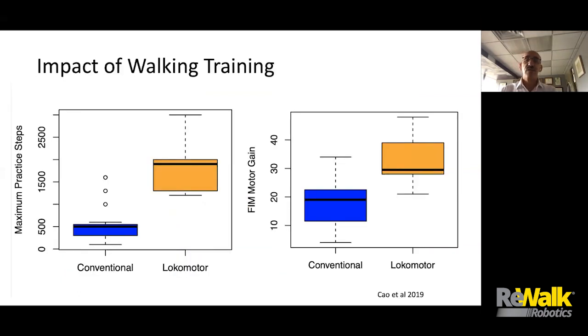So what's the impact of walking training on function in general? And again, this is from our group here at Moss, unrelated to this study, but related to the intent of increasing walking. What you see is that patients that have minimum practice in walking have a lower Functional Independence Measure motor gain. So the more you train walking, the better the patients do. That's really the aim here.